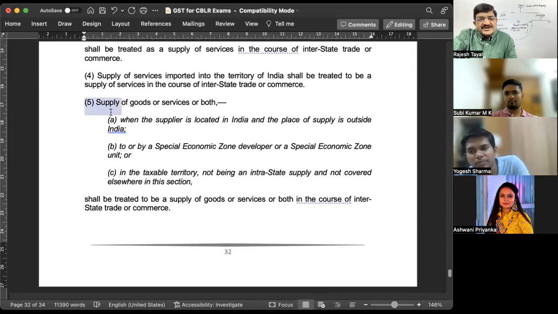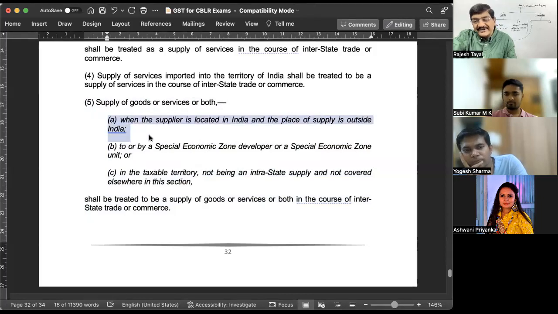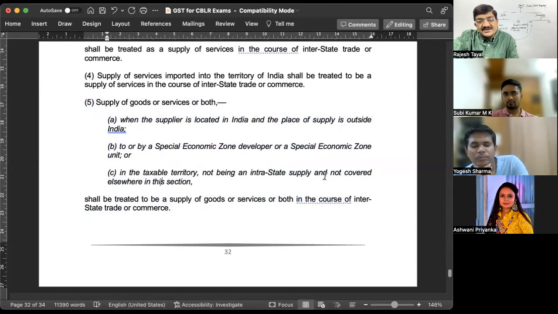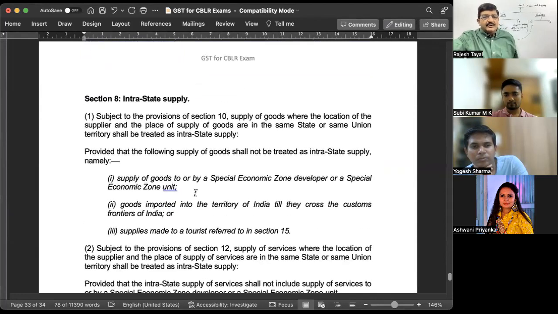Right. So in a nutshell, this will become applicable mainly for SEZ areas, because this is also referred to as an interstate supply, but effectively these are treated as zero rated when it comes to export. Because it is talking about supply of services or both. When the supplier is located in India and the place of supply is outside India, that is export. Similarly, to a special economic zone developer or SEZ unit, that is also deemed export, that is zero rated supply, or in the taxable territory not being interstate supply. So all these situations become zero rated supply. Though those are referred to as interstate, actually those are zero rated. Now, what is intrastate?